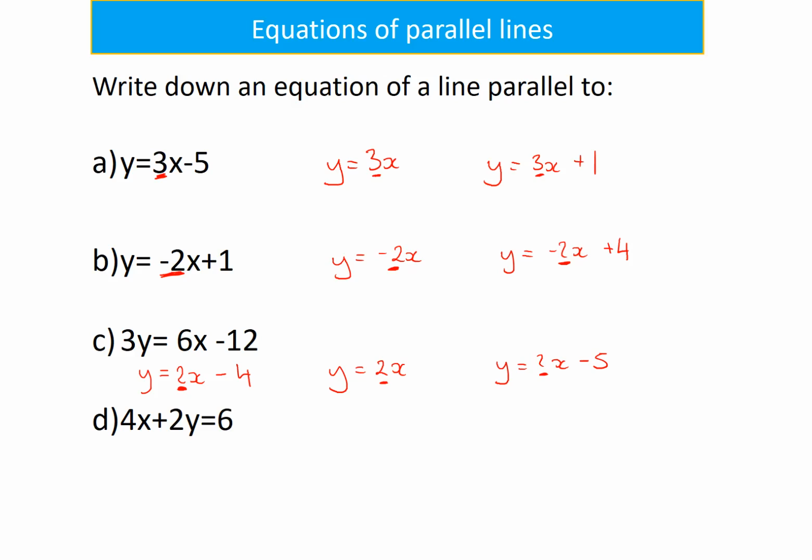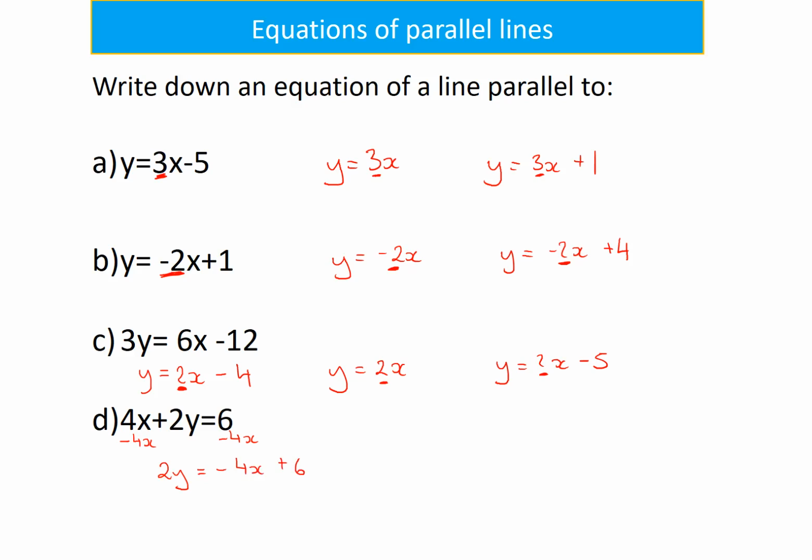Again, in question D, we need to manipulate this equation first for us to be able to identify the gradient easily. Right now, I've got an x term on the left side as well. I need to get rid of it, because that needs to be on the right side. The terms y and x need to be on different sides. So I need to get rid of 4x by taking it away from both sides. Now I have 2y equals minus 4x plus 6.